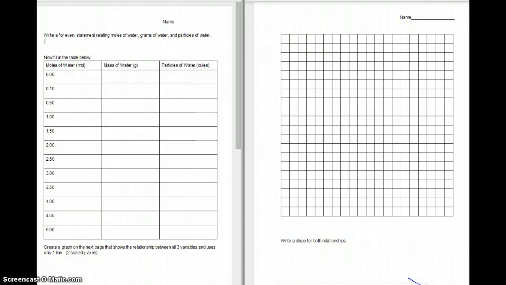Okay, so tonight's homework was to try to do these relationships between moles of water, mass of water, and particles of water. And we should know at this point that for every 1 mole of water, there are 18 grams of water. And a mole represents 6.02, or 6, times 10 to the 23rd particles of water.